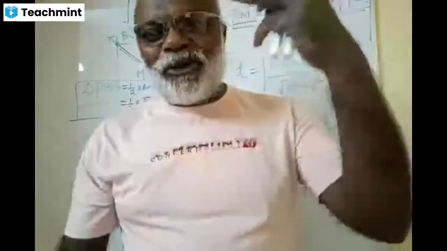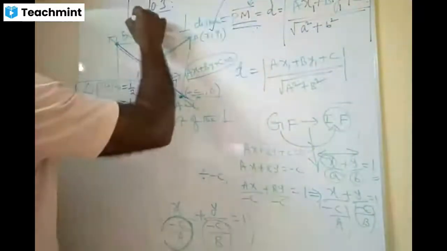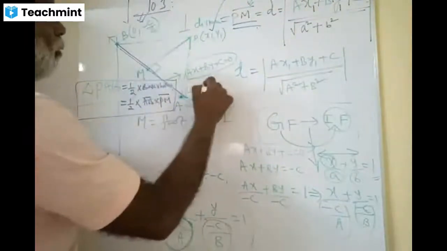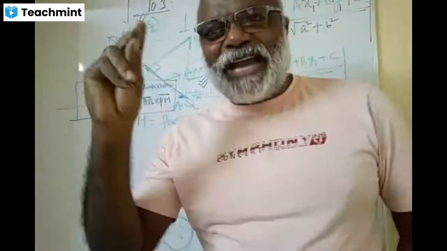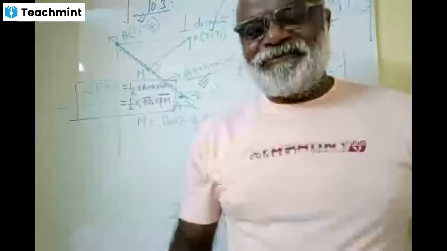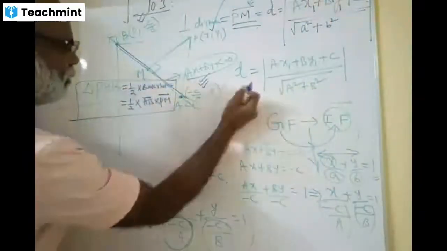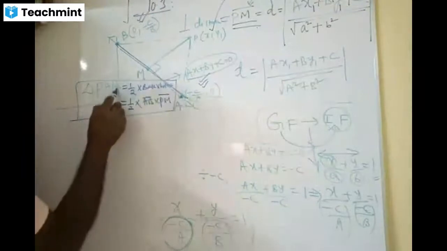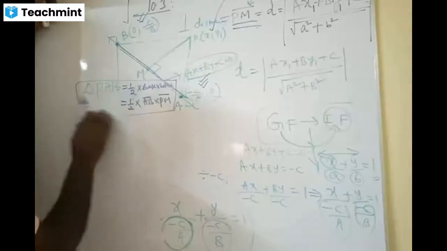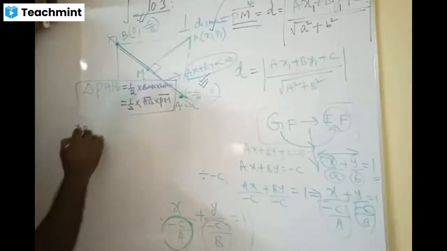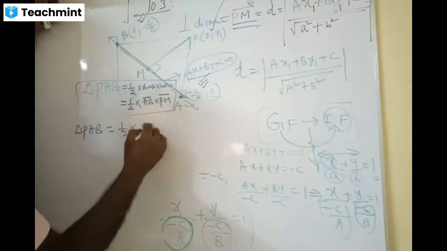Or you can use the 3 points. AB is known, AB is known, and AB is known. When you know 3 points, you can find the area of a triangle. Do you agree? Yes, sir. So friends, now look, area of a triangle is half into base into height. Let it be like that. The area of triangle PAB is equal to half into AB into PM.